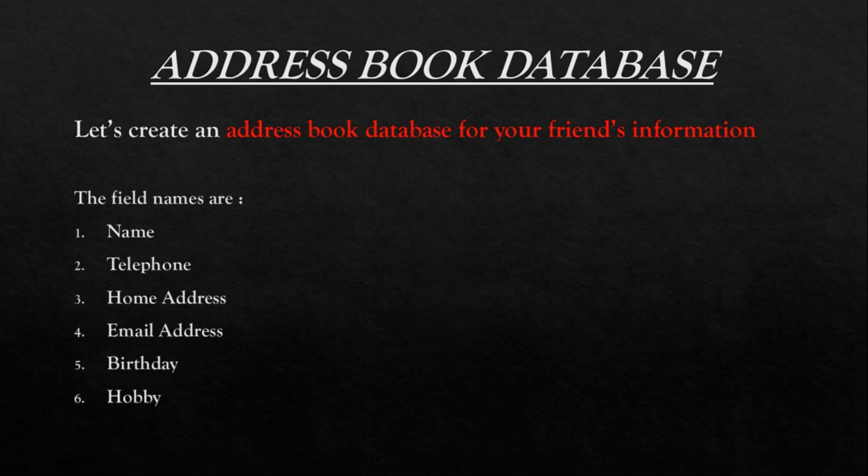So the field names, what are the field names? I'm going to include name, telephone, that is a mobile number, home address, email address, birthday, hobby. Whatever you want, you can add it, or if you don't want the home address, you can take it away. It is totally up to you. So it will be an address database with all these fields, all the 6 fields.